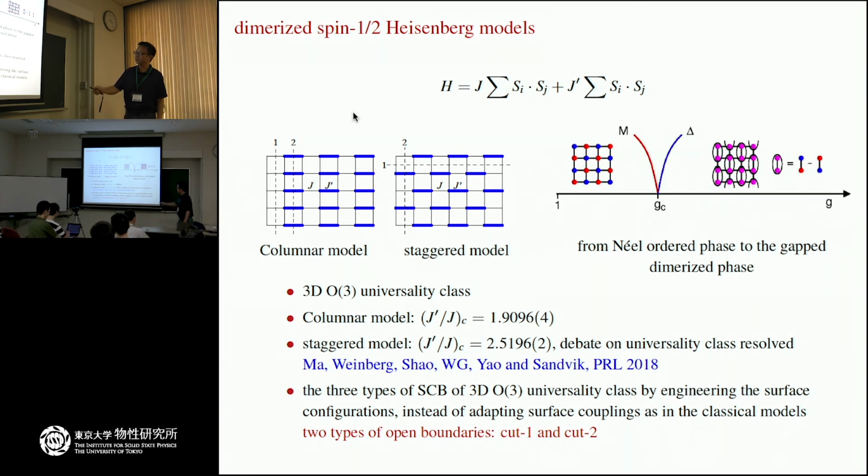Actually what we did is cut the models in several ways. See here, we cut this columnar model this way, we call it cut 1, and the staggered model this way, cut 1. And also cut 2 means we cut strong bonds. Here also we cut a strong bond. In this way, we can realize the three types of surface critical behavior.